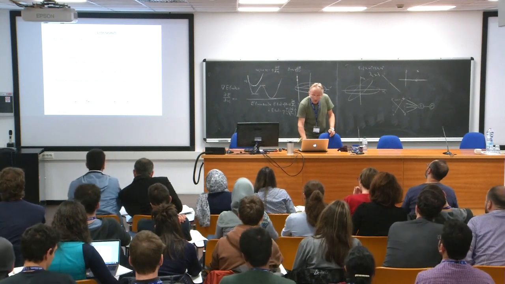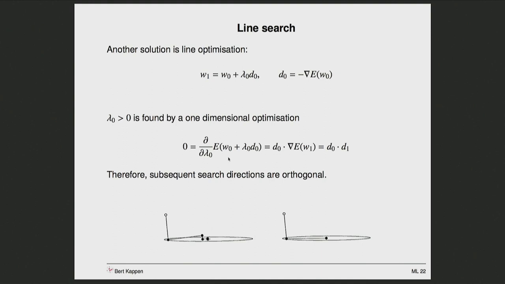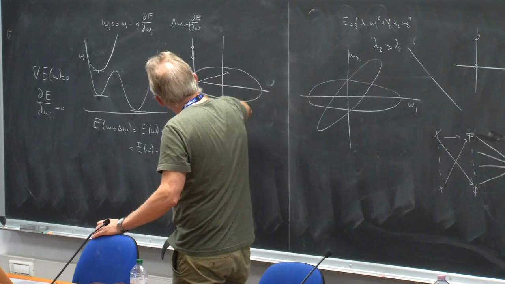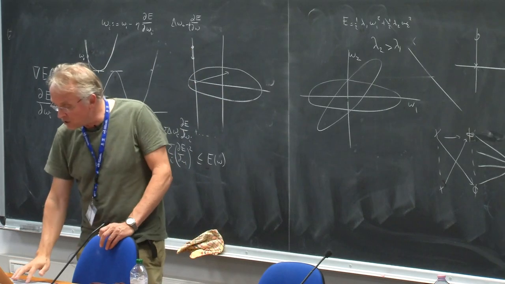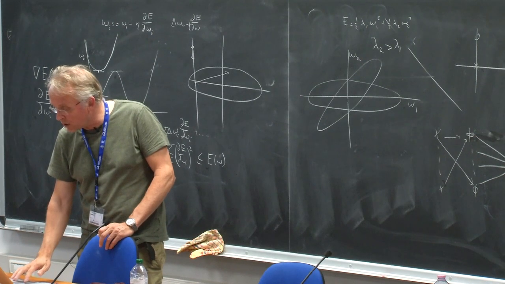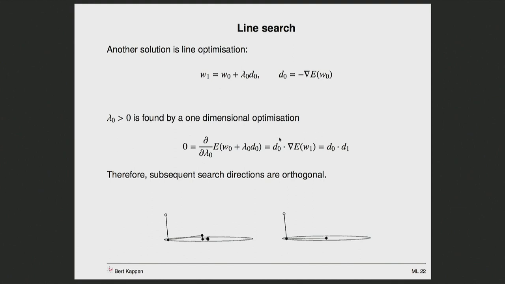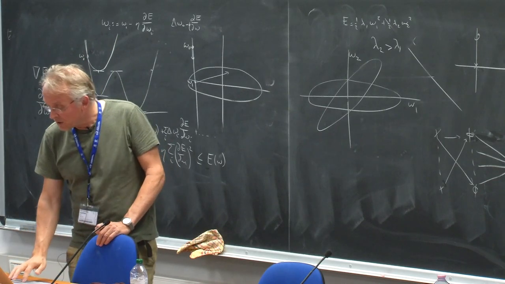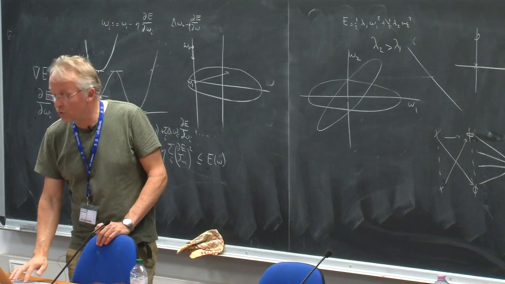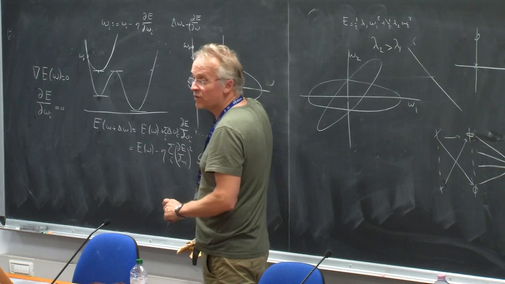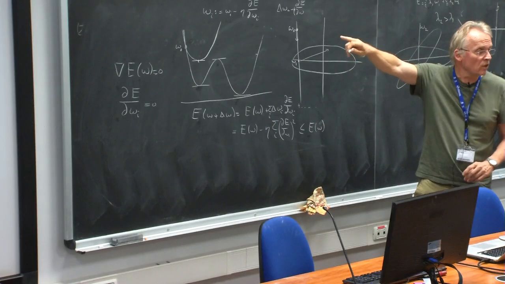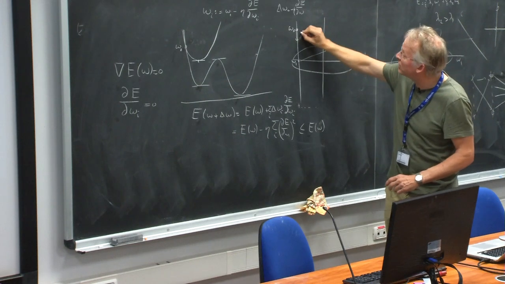So in the line search, the direction is given by the gradient at the current point, and the step size lambda is found by minimizing this thing, just looking for where it is minimal. If you walk along the line, you go down, down, down, then up, up, up, so somewhere there is a minimum. You want to find that point. If you take the gradient of this expression, by the chain rule you get the gradient at W1 times D0. So this is W0, this is W1. You find the point W1 such that its gradient there is orthogonal to the current search direction. The gradient at the new point W1 is orthogonal to D0, and D0 is this direction.